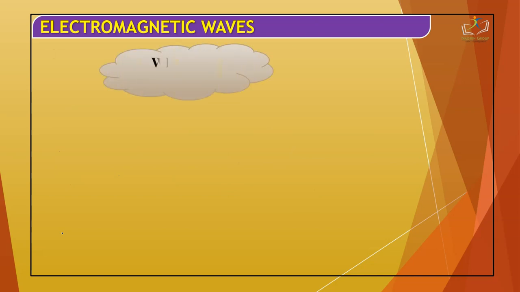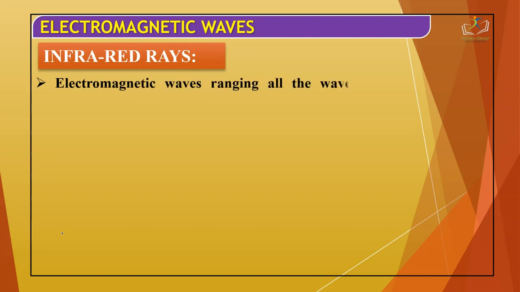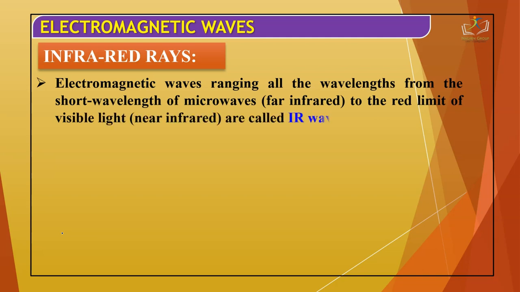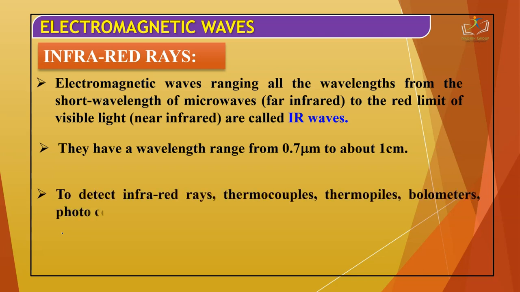Infrared rays. What are infrared rays? Electromagnetic waves ranging in wavelength from the short range of microwaves to the red limit of visible light. They lie just beyond the red limit of visible light, which is why we call them infrared rays. They have a wavelength range of 0.7 micrometer to about 1 millimeter. To detect infrared rays, thermocouples, thermopiles, bolometers and photoconducting cells are used.